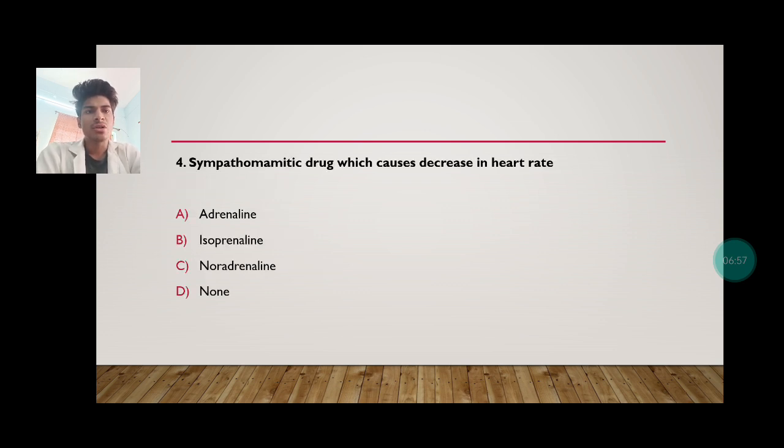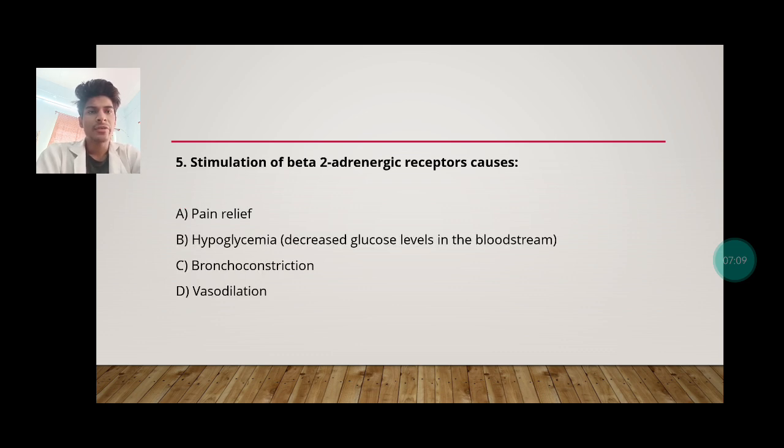Sympathomimetic drugs causing decrease in heart rate: adrenaline, isoprenaline, noradrenaline, none. The correct answer is C, noradrenaline. Fifth question, stimulation of beta 2 adrenergic receptor causes: pain relief, hypoglycemia, bronchoconstriction, vasodilation. The correct answer is vasodilation.